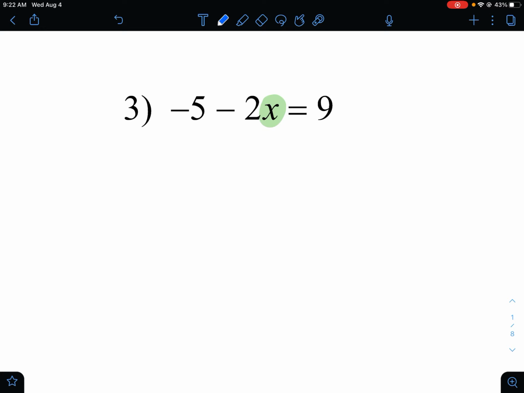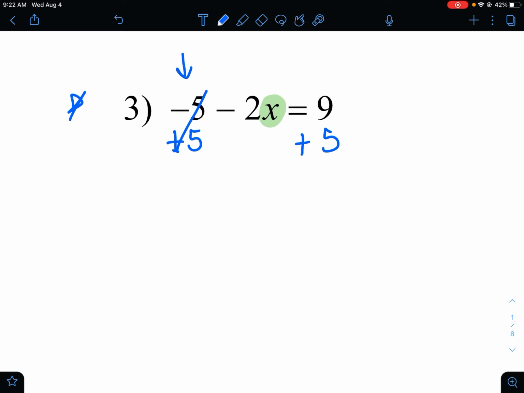So looking here, we're going to want to get rid of this -5. Okay, so I want you to think, what is the inverse operation of -5? How are we going to get rid of this -5? In order to get rid of this -5, we're going to add 5 to both sides. All right, these go away.